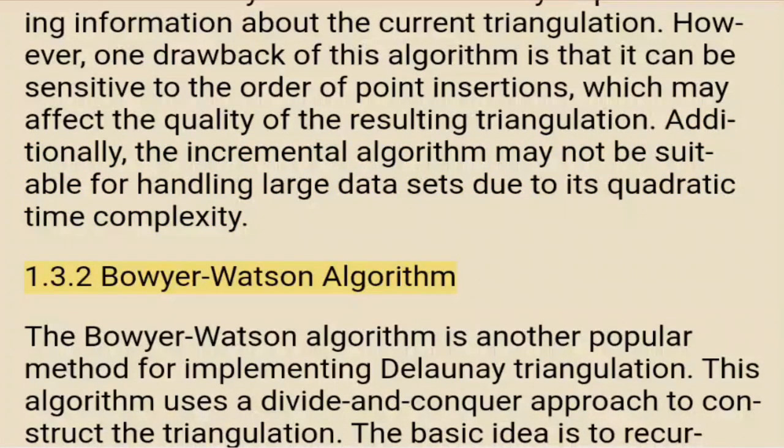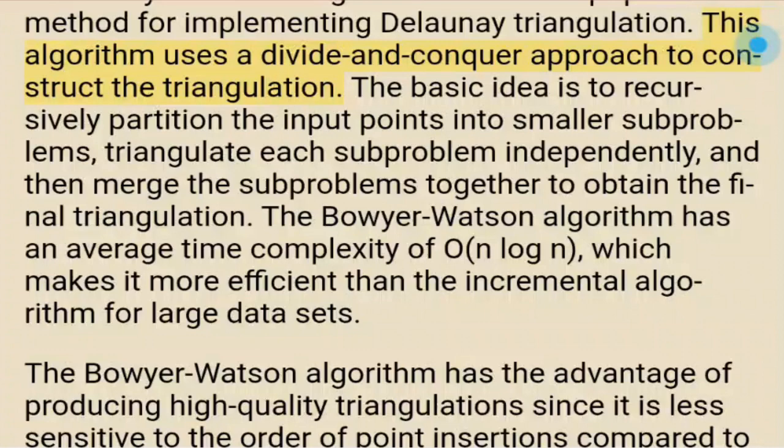1.3.2 Bowyer-Watson Algorithm. The Bowyer-Watson algorithm is another popular method for implementing Delaunay triangulation. This algorithm uses a divide and conquer approach to construct the triangulation. The basic idea is to recursively partition the input points into smaller subproblems, triangulate each subproblem independently, and then merge the subproblems together to obtain the final triangulation. The Bowyer-Watson algorithm has an average time complexity of O(n log n), which makes it more efficient than the incremental algorithm for large data sets.